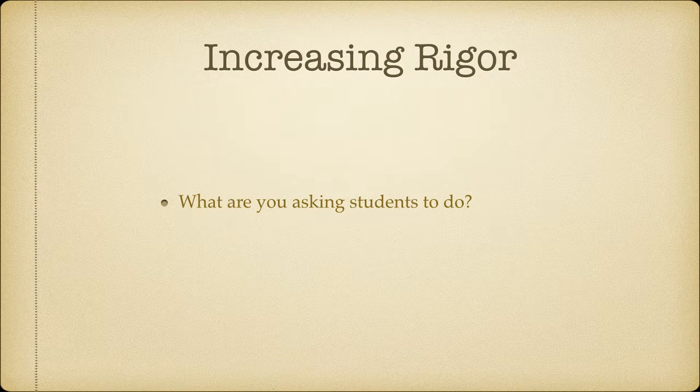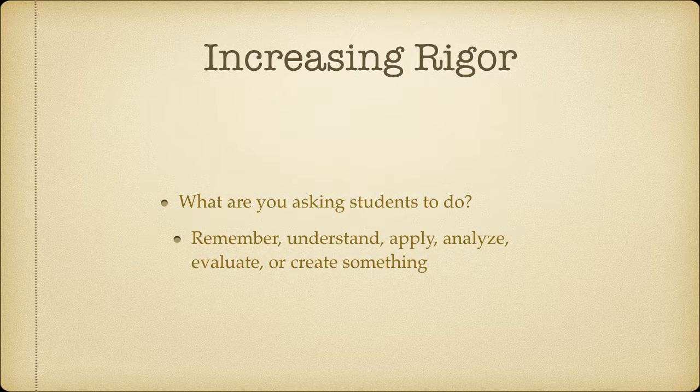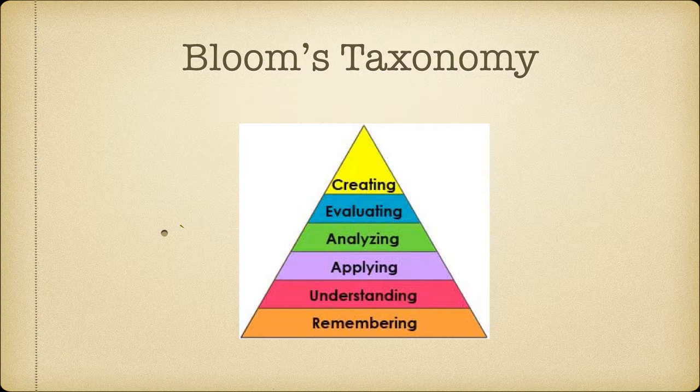So when we talk about increasing rigor, in order to begin the process of increasing rigor, we have to ask the question, what are you asking students to do? And when it comes down to it, you're probably asking them to either remember, understand, apply, analyze, evaluate, or create something. And this looks familiar to all of us because it's Bloom's Taxonomy.